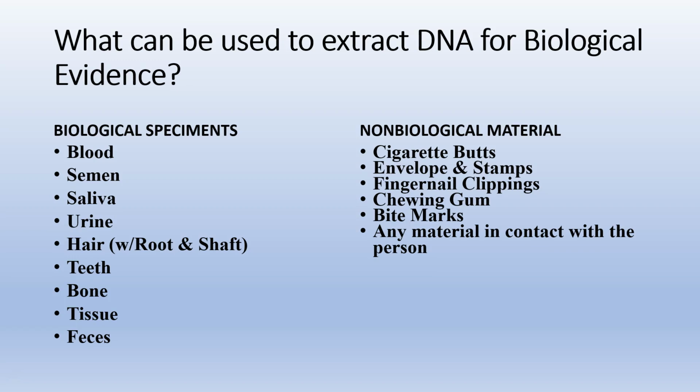And so you can get these cells from biological specimens, obviously, from actual cells or tissues. You can get it from blood, from semen, from saliva, urine, hair, anything, teeth, bone. You can even get it from non-biological material that have come in contact with the individual. So that includes cigarette butts, envelopes, stamps, anything that could have been touched or has cells left over from that individual.